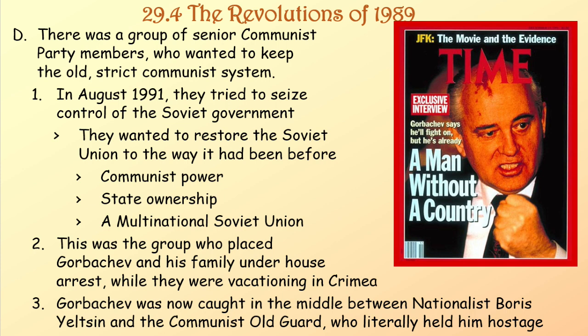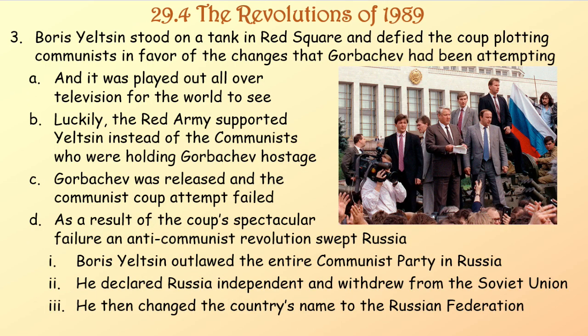Gorbachev was now caught in the middle between the nationalist Boris Yeltsin and the communist old guard, who literally held him hostage. Boris Yeltsin stood on a tank in Red Square and defied the coup-plotting communists in favor of the changes that Gorbachev had been attempting. And it was played out all over television for the world to see. Luckily, the Red Army supported Yeltsin instead of the communists who were holding Gorbachev hostage. Gorbachev was rescued, and the communist coup attempt failed.